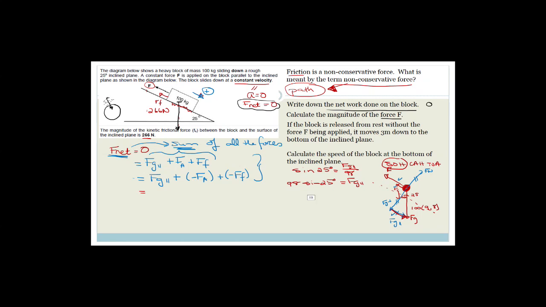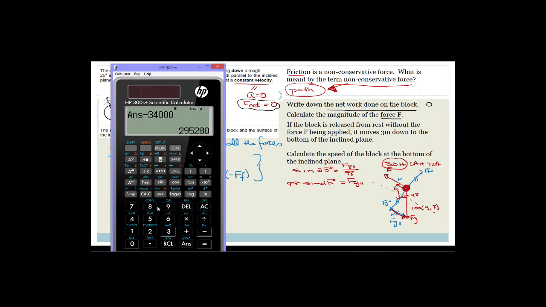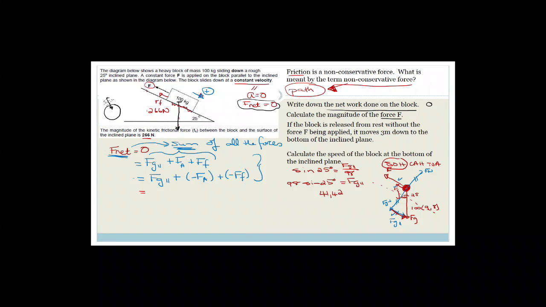And we're going to pop that in our calculator. We're going to go 98 times sine of 25, close bracket, equals, and that becomes 41.42, so that's 41.42 newtons is FG parallel.